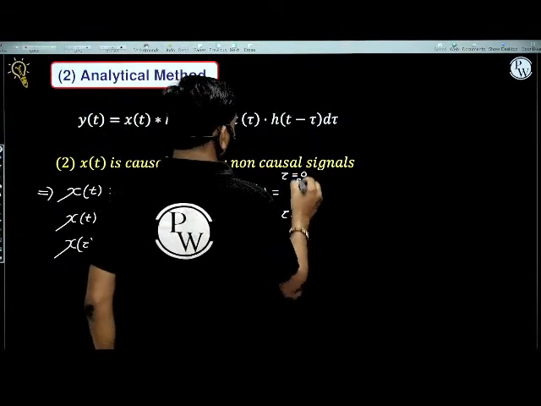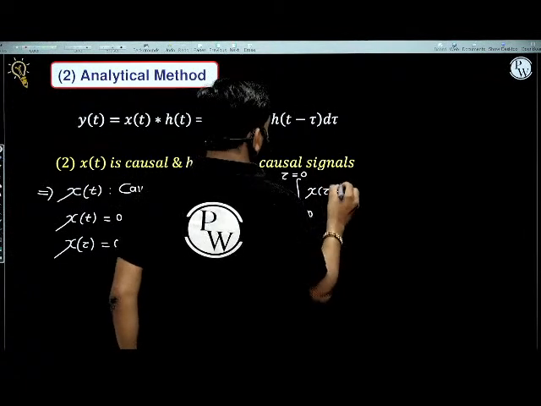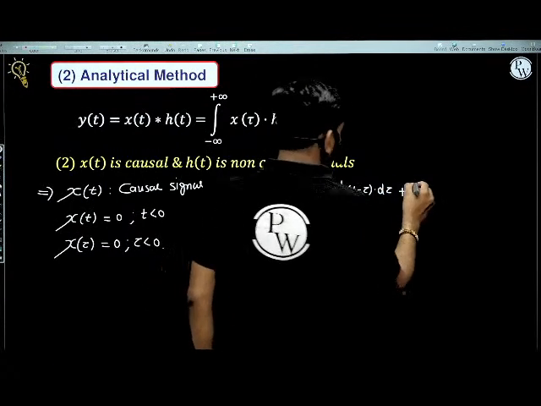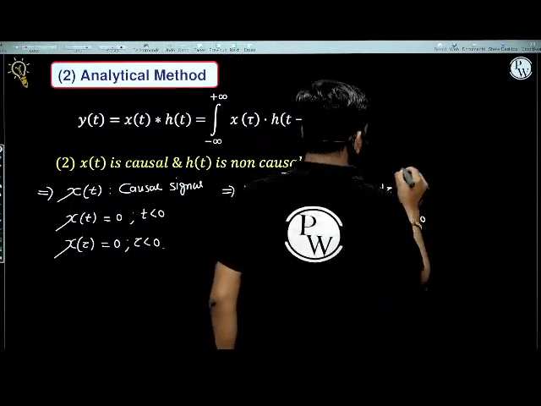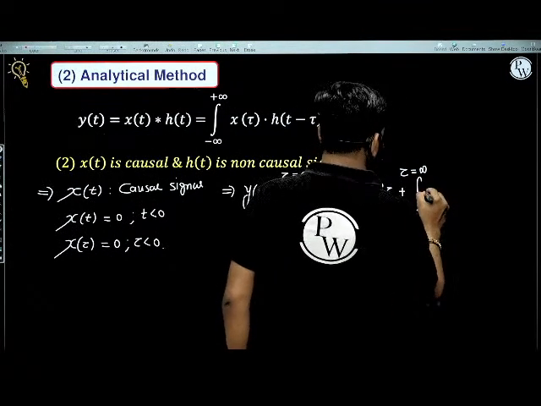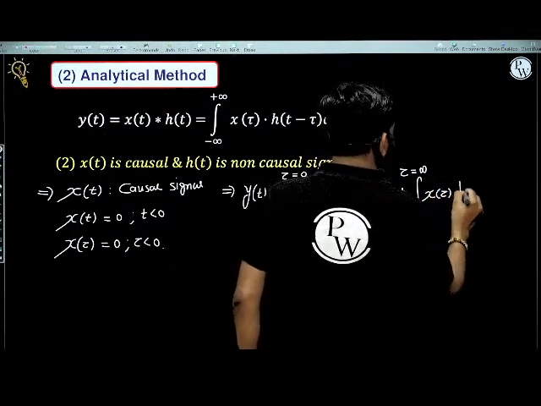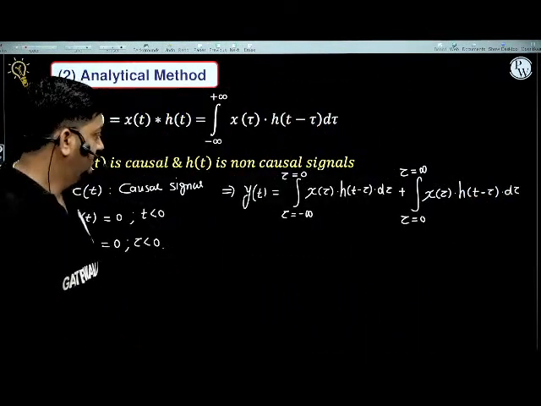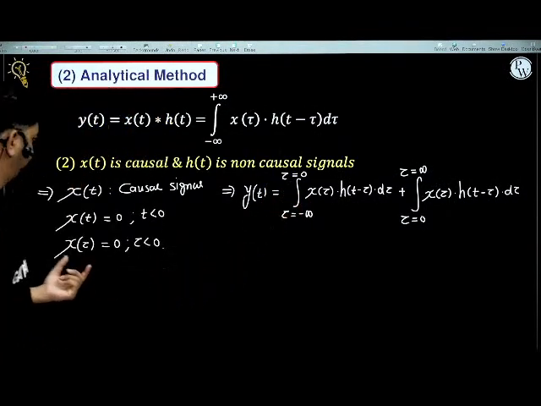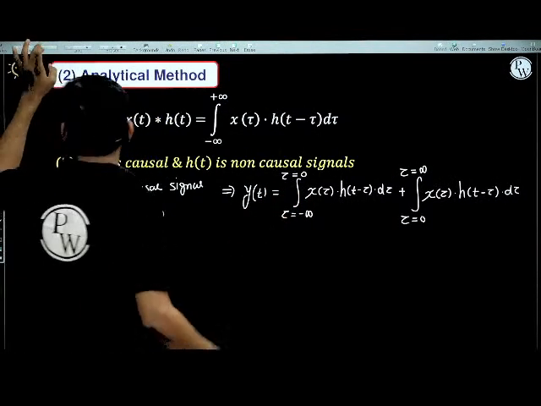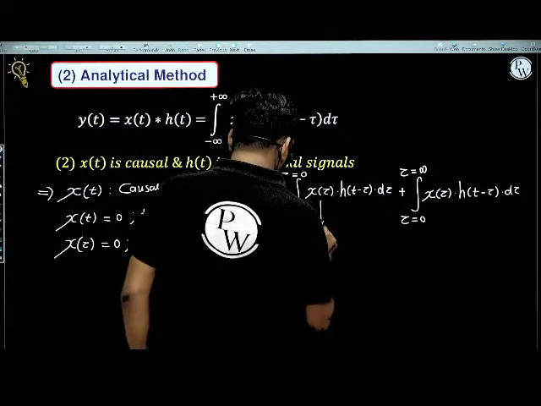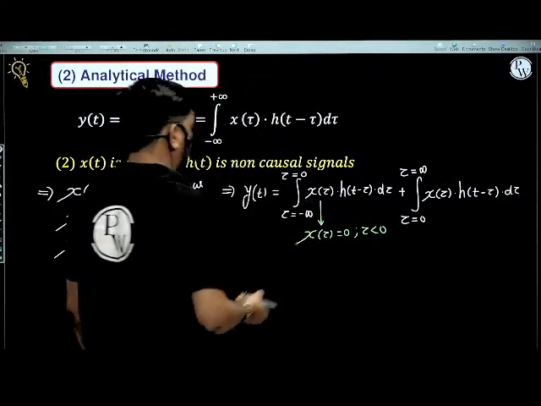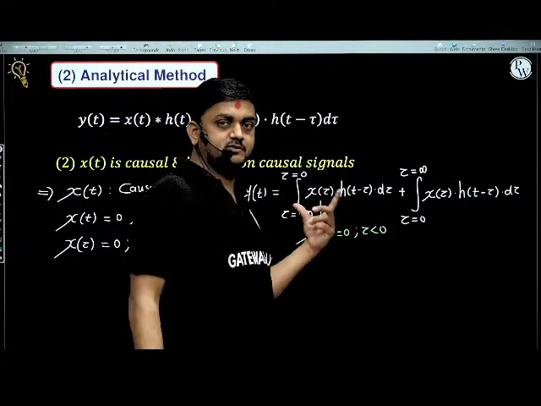Integration from minus infinite to 0 of x of tau into h of t minus tau d tau, plus integration from tau equal to 0 to infinite of x of tau into h of t minus tau d tau. Now see here, for tau less than 0, x of tau is 0 because it's a causal signal. So the answer of the first integration will be 0.